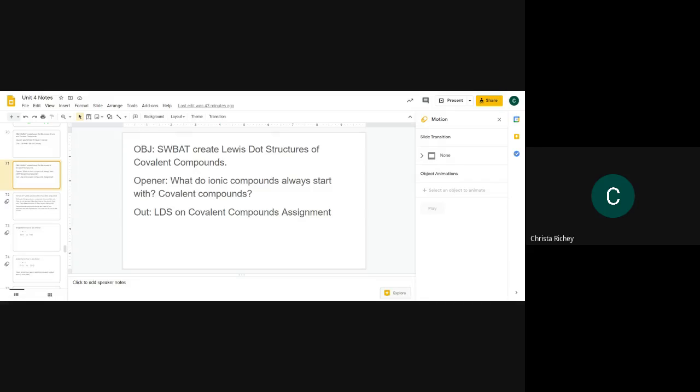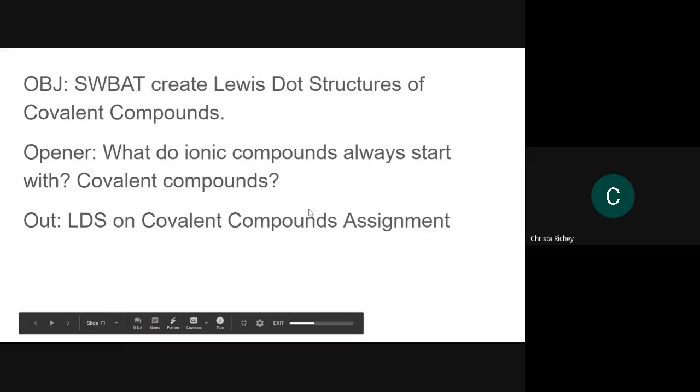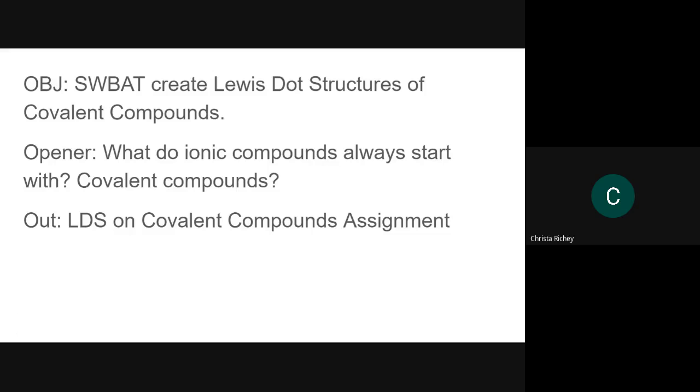Okay, so, we just did this. So what do ionic compounds always start with? What's the first thing that is always going to be listed element-wise? The metal, right? So if the first thing you see is a metal, then it's going to be an ionic compound. So what do covalent compounds start with then? Because it's not a metal. It's not metals.